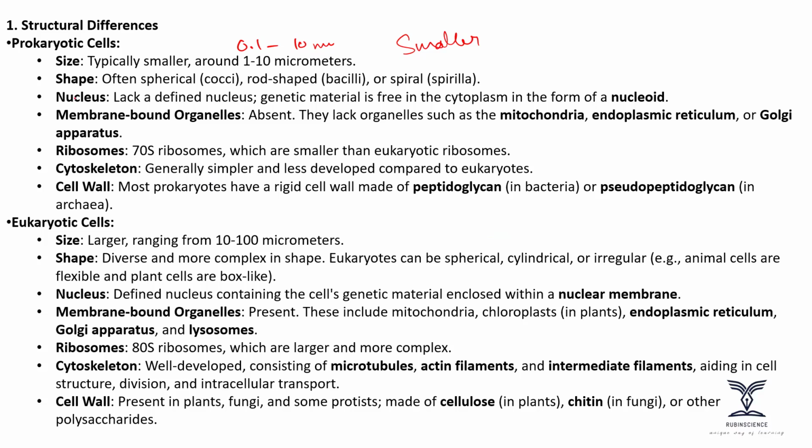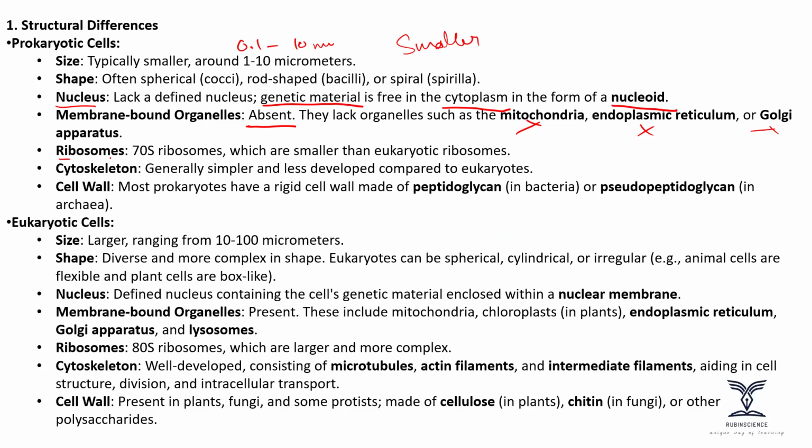And the nucleus is absent. So the nucleus is replaced by a region called the nucleoid, where the nuclear membrane is absent, which means the genetic material is freely floating in the cytoplasm. Next, membrane-bound organelles are also absent. Mitochondria is not there, endoplasmic reticulum is not there, and Golgi apparatus is not there.